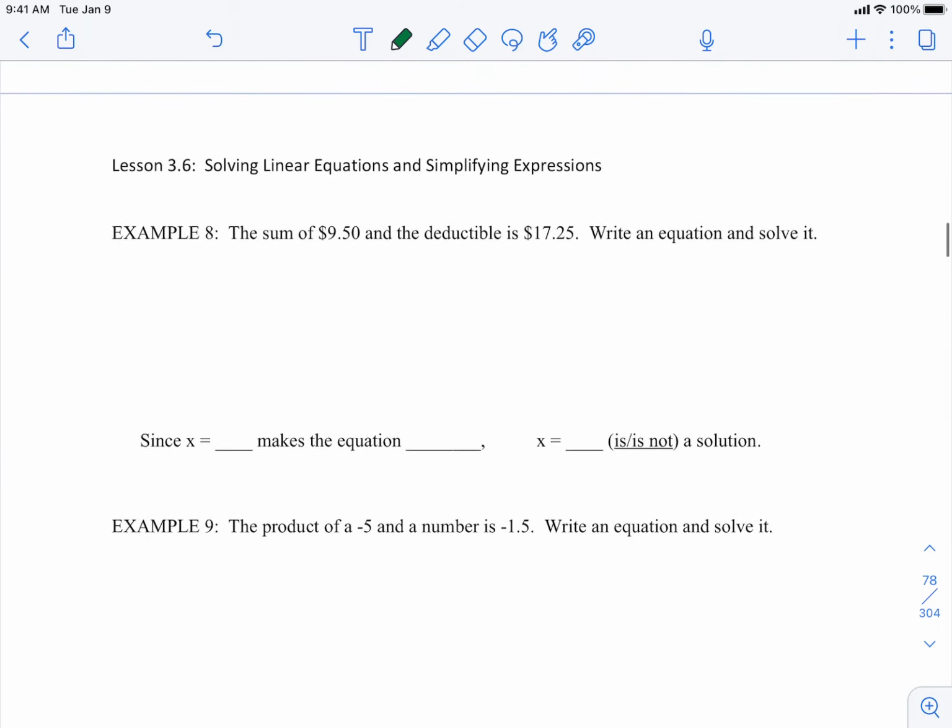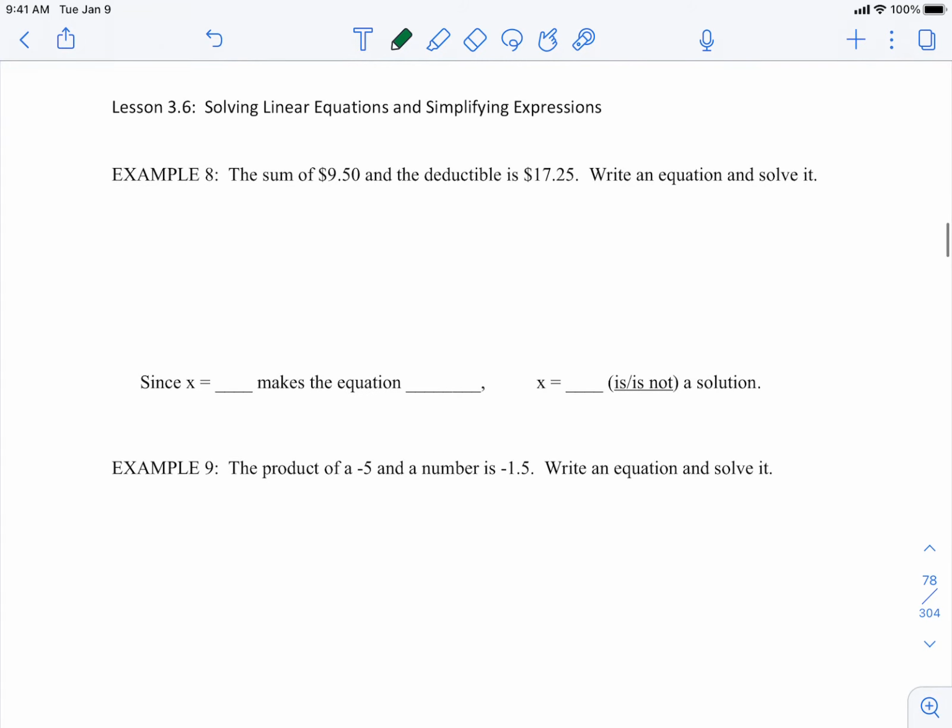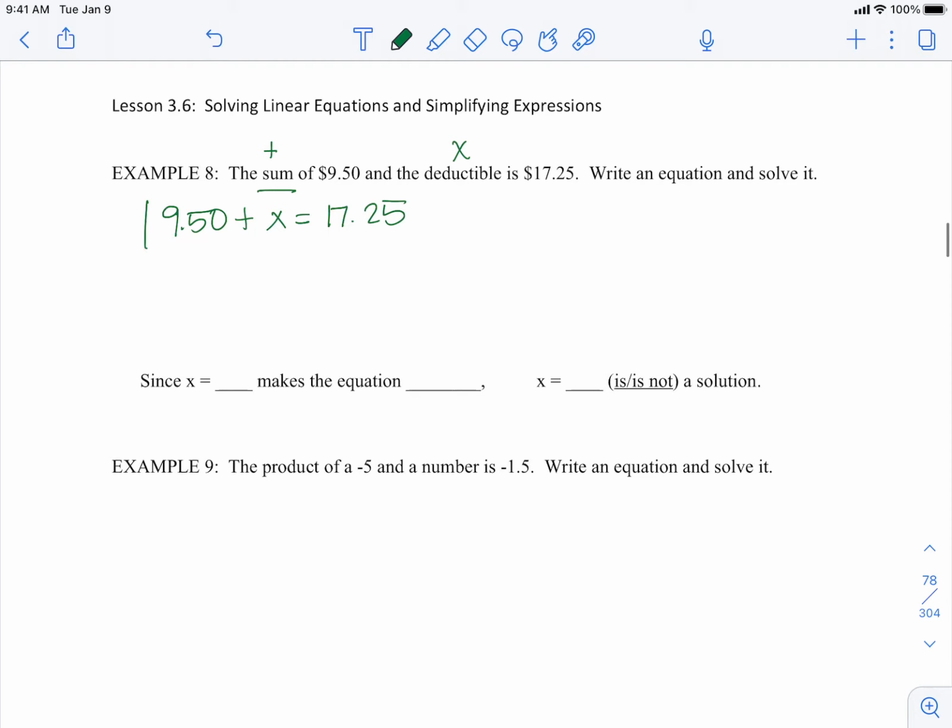All right, so this time we have to write an equation and solve for it. The sum of $9.50 and the deductible is $17.25. I'm going to call the deductible X. So if I want the sum, that means addition. So $9.50 plus X equals $17.25. So that's our equation.